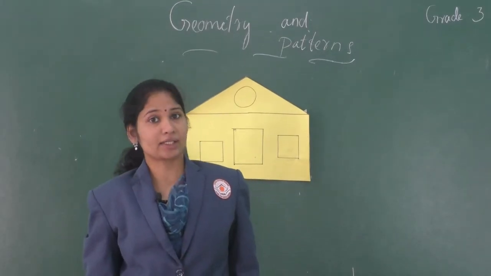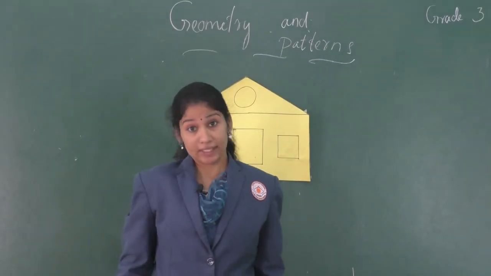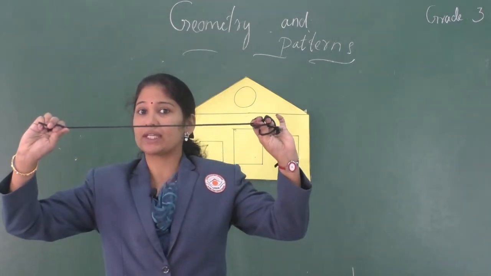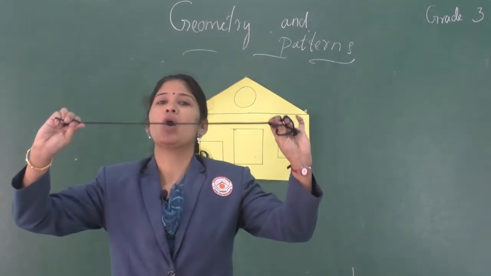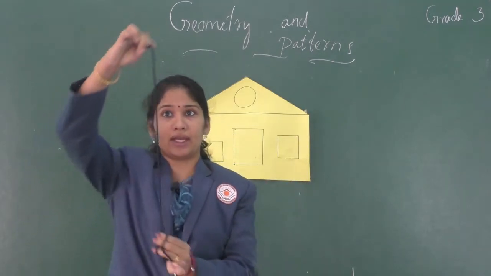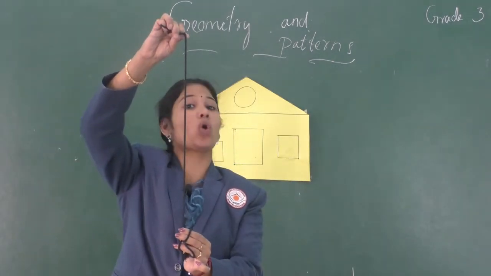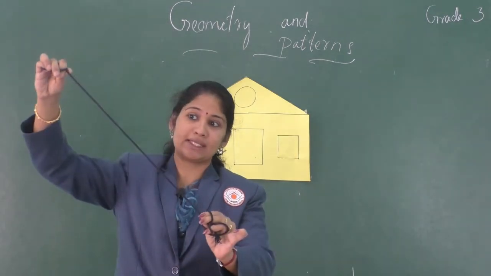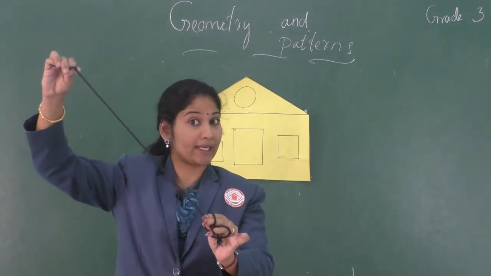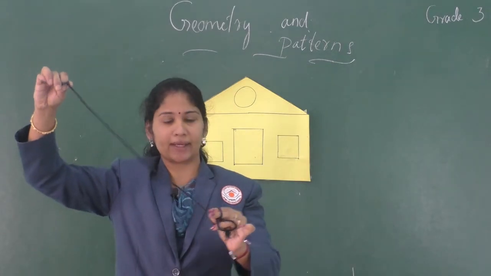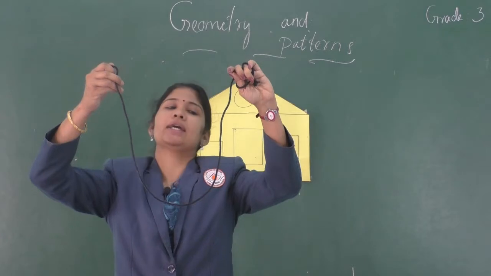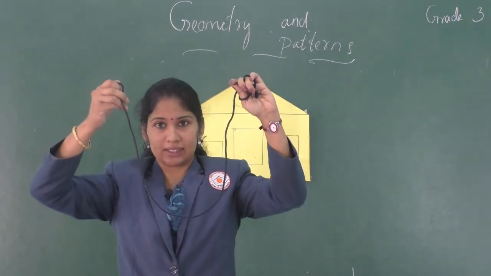Children, let's recollect with another example what are different types of lines. Is it a horizontal line or vertical line? Yes, it's a horizontal line. And is it a vertical line or slanting line? It's a vertical line. Is it a horizontal or slanting line? Yes, slanting line. And is it a curved line or horizontal line? Yes, it's a curved line.